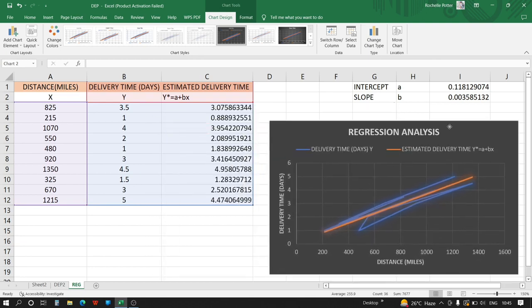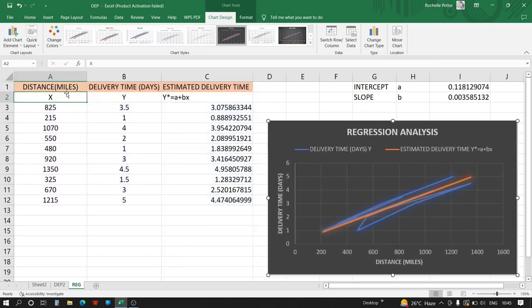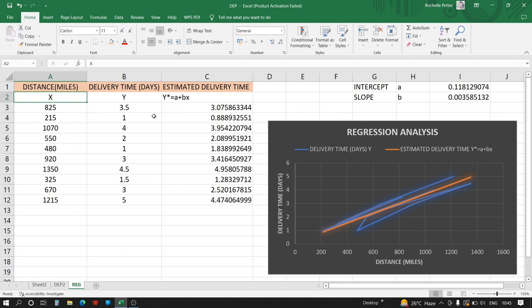In the regression question, what we have to do is the data will be provided, x and y. We have to calculate estimated delivery time, that will be y dash equals a plus bx, and a here is intercept, b is slope. The intercept function is given as equals INTERCEPT, and same with the slope equals SLOPE. So this is all the question.